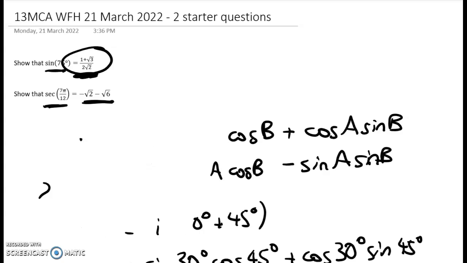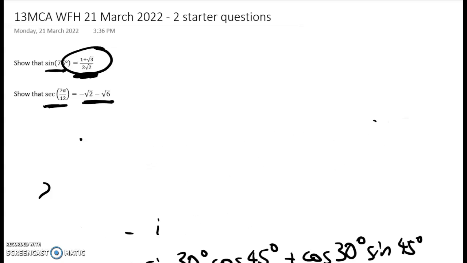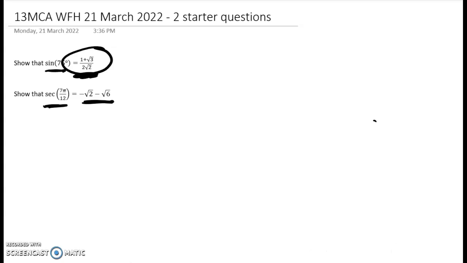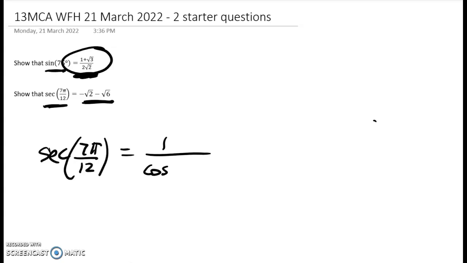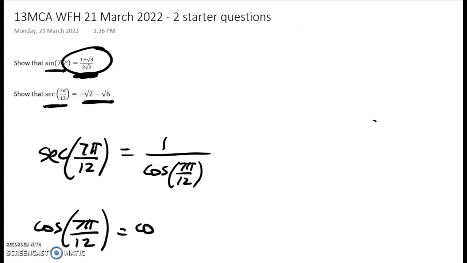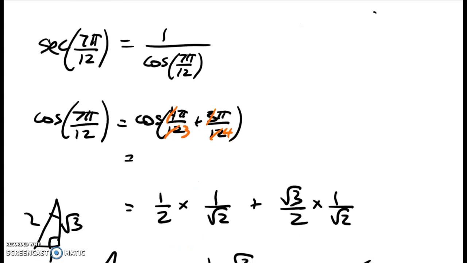Right, the next one, sec of 7 pi on 12. We're going to use the reciprocal relationship there. So sec of 7 pi on 12 is equal to 1 over cosine of 7 pi on 12. Let's figure out what that is first. So cosine of 7 pi on 12 is equal to cosine of 4 pi on 12 plus 3 pi on 12, which is equal to pi on 3 plus pi on 4.